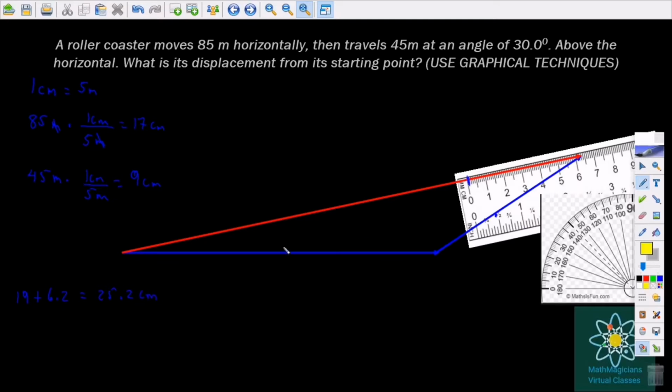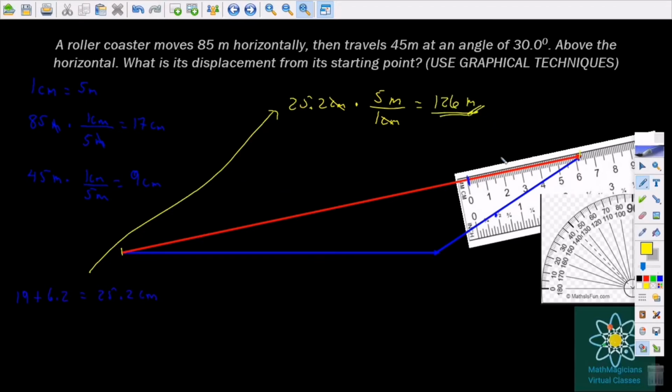We have to go back and find our answer. Okay, so we will continue here. We know that the total measure of this vector here is 25.2 centimeters. We have to convert it back to meters. So what we're going to do is switch our conversion: 5 meters over 1 centimeter. Okay, we cancel this and we multiply these two numbers, 25.2 times 5. I have an exact answer of 126 meters. That is your displacement.